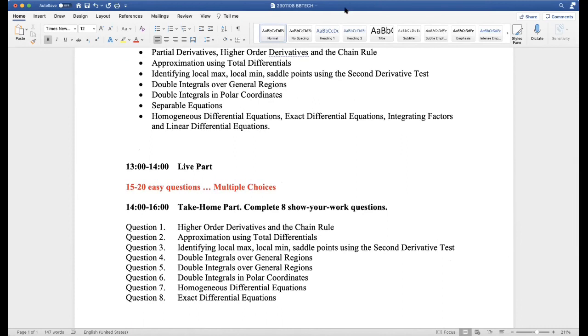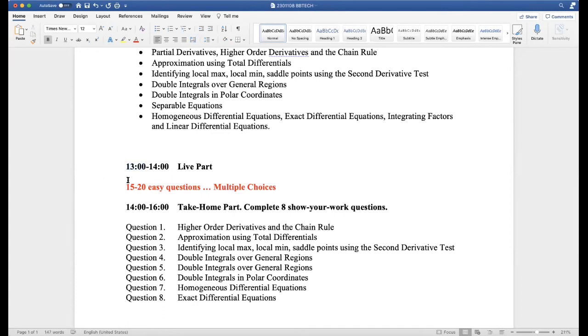Okay, so the format for the final exam is going to be like this. Last time I did a survey of all of you and you said that you want show-your-work questions. So I'm going to split the exam into two parts. Part number one is the live part. What I mean by live part is that on the final exam day, we're going to ask you to get into the Zoom at noon, and then we're going to do the multiple choice questions in the first hour.